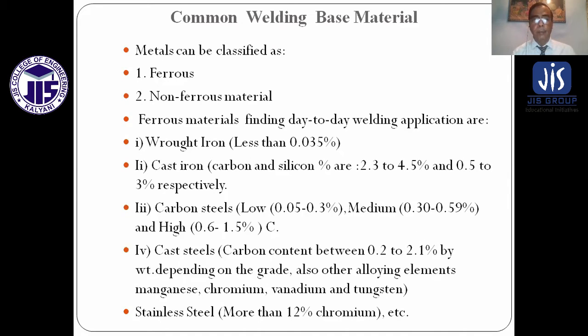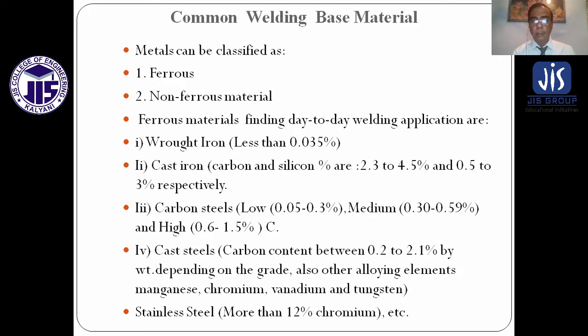Common welding base materials. Metals can be classified as ferrous and non-ferrous. Ferrous materials found in day-to-day welding applications are, number one, wrought iron, whose carbon is less than 0.035. Number two, cast irons, where carbon and silicon are 2.3 to 4.5 and 0.5 to 3% respectively. Carbon steel: low carbon, that is 0.05 to 0.3; medium carbon steel, that is 0.3 to 0.59; and high carbon steel, that is 0.6 to 1.5 carbon.